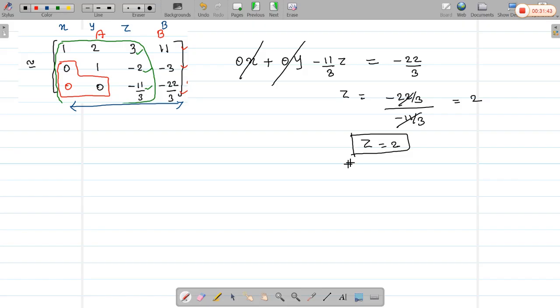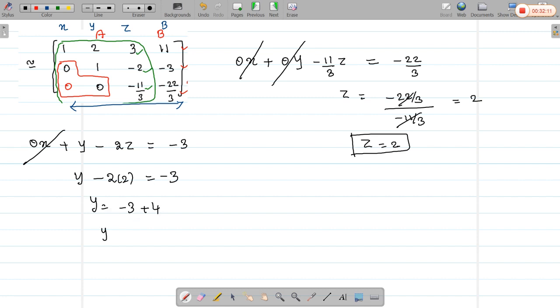Is that clear? Now I move on to the second row. What is there in the second row? 0 times x, 1 times y, minus 2 times z equals minus 3. So 0 by anything is 0. We need y. You know z. What is z? 2. And you simplify this. Minus 3 plus 4. What do you get? 1. So we got our y and z.